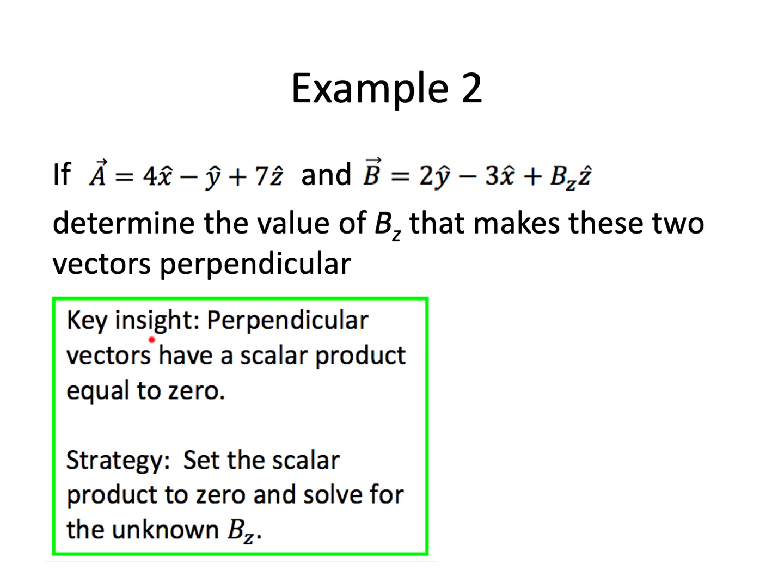Well, here's our key insight. Perpendicular vectors have a scalar product equal to 0. So what does that mean? It means if I take the scalar product of A dot B and I set it equal to 0, then A and B must be perpendicular. So that's what we're going to do. We're going to take the scalar product of these two vectors, we're going to set it equal to 0, and then we're going to solve for the unknown component BZ.